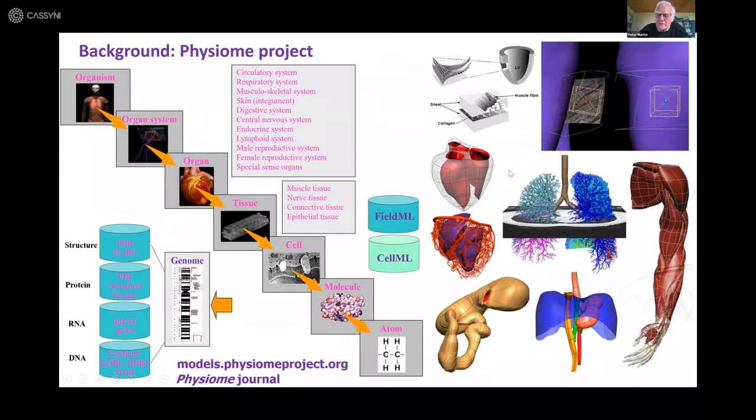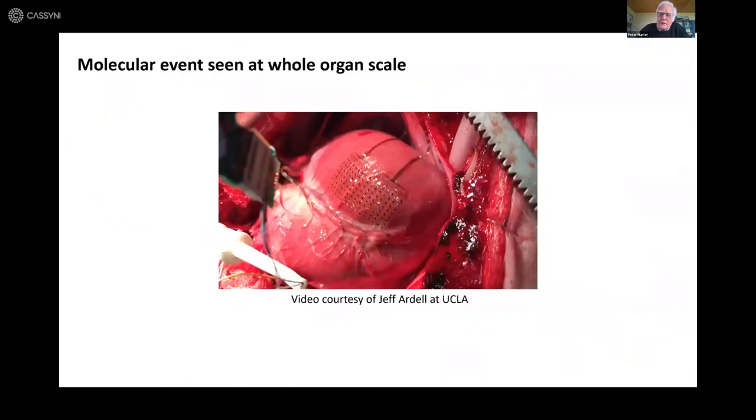And that's been applied across quite a wide range of organs now. And as I'll explain in a minute, we're trying now to bring all that to bear in a more integrated fashion in the whole body. I just want to give an illustration of the way that a molecular event can affect whole organ function in a very dramatic way and very, very quickly.